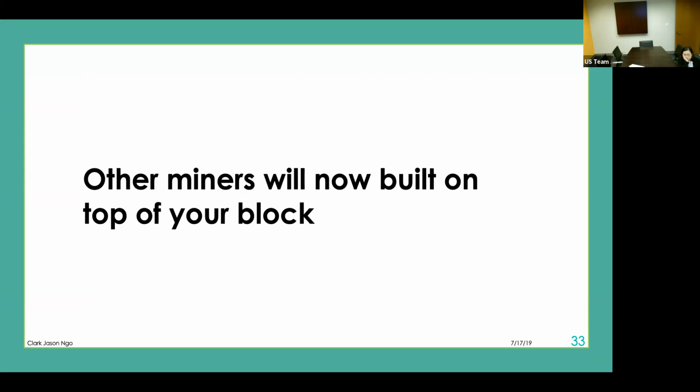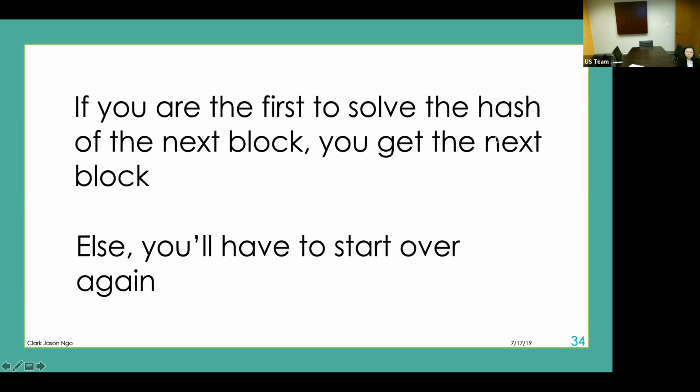So what would happen? You have the 3 previous blocks, and then you build the 4th block, and now other miners would build on top of that 4th block. Because again, it's a continuous information. Next. So if you are the first to solve the hash of the next block, you get the next block. But if another computer were able to solve it, you have to start over again and try to compute for the next block after that.